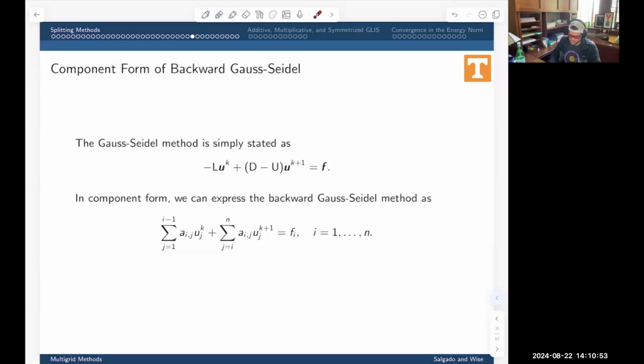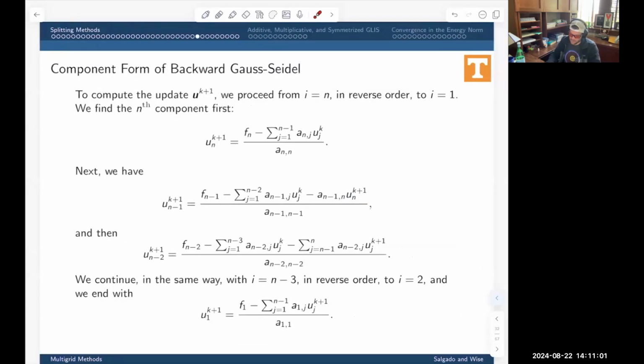And so we notice here that the updated components tend to be on the back end. So that means we're going to start with i equals n, and we're going to go in reverse order. So start with i equals n, and we can solve for u_n first using only old stuff. And then we can proceed on to i equals n minus 1. We're going in reverse order. And now we're going to use that new thing that we just updated from here, and we're going to use all the old pieces from the k level step to compute this one at n minus 1 and keep going.